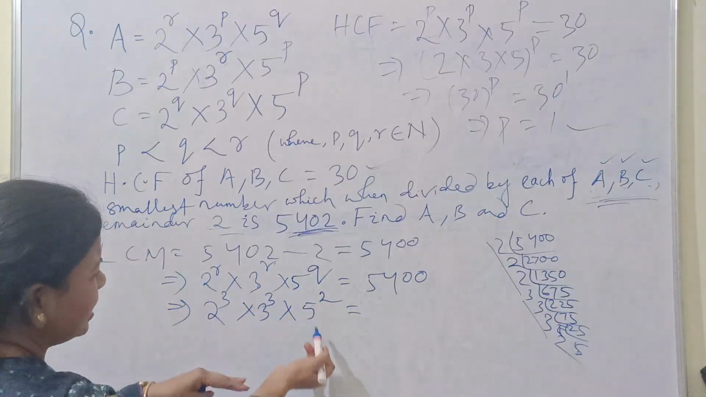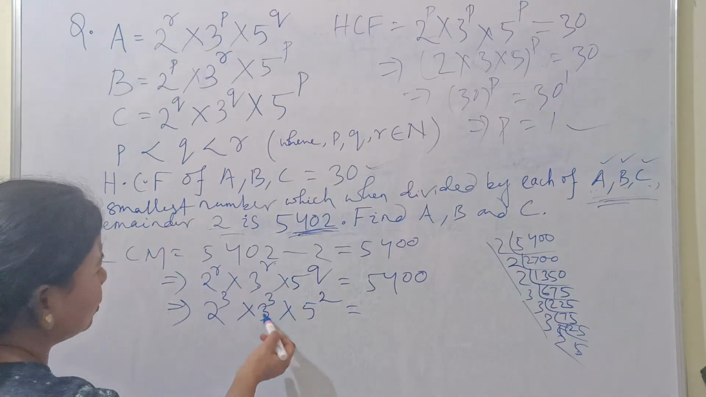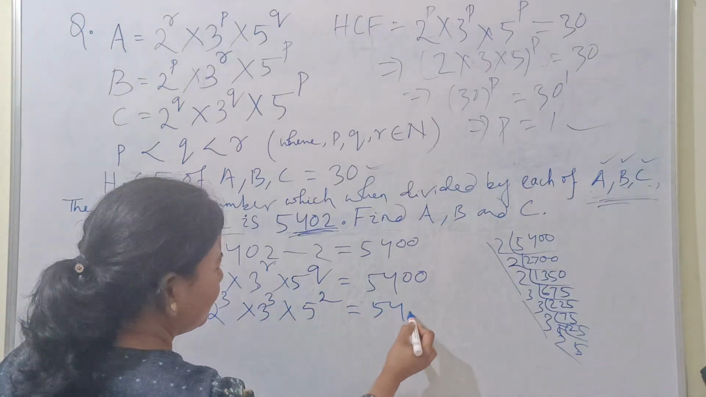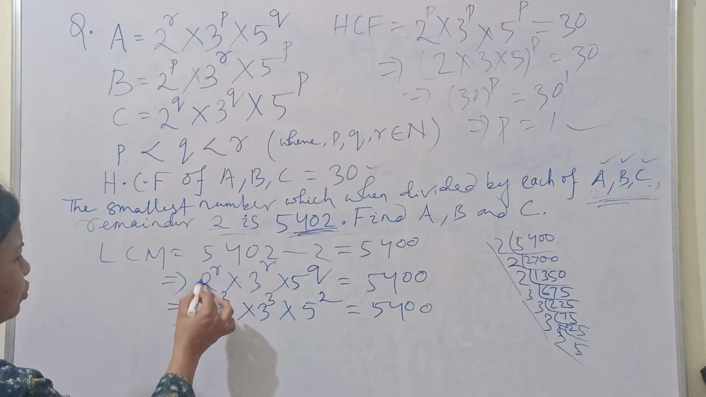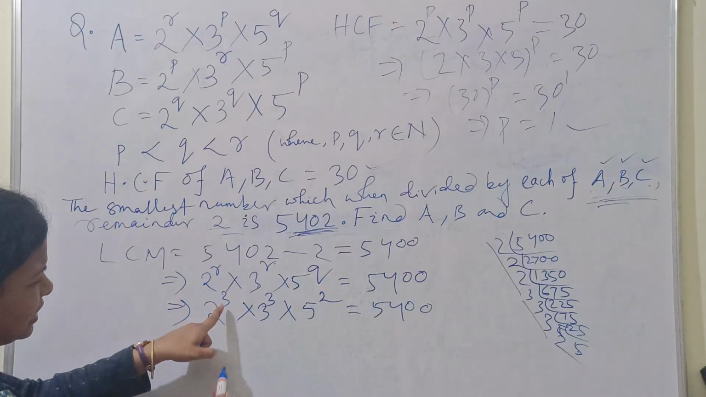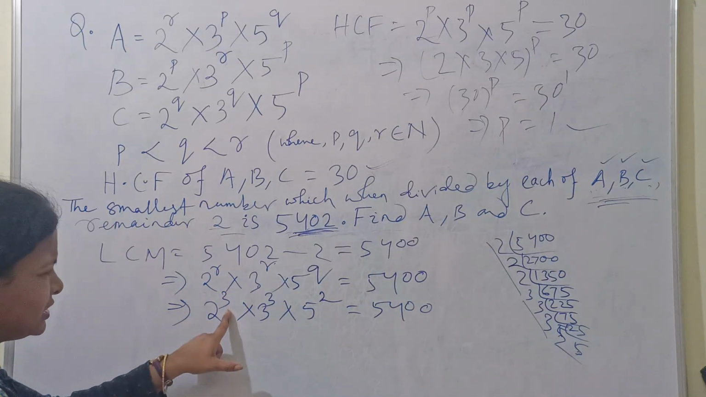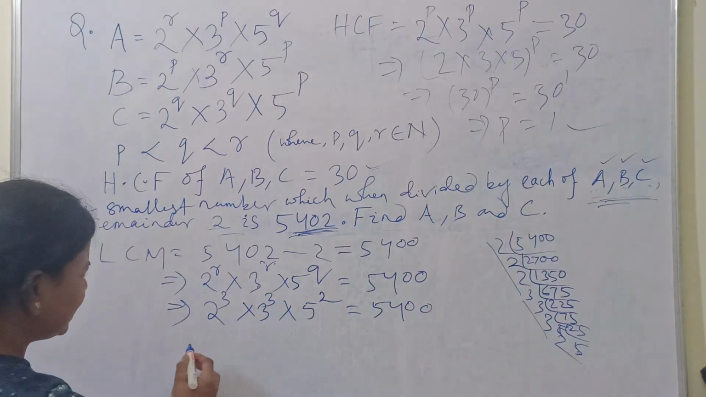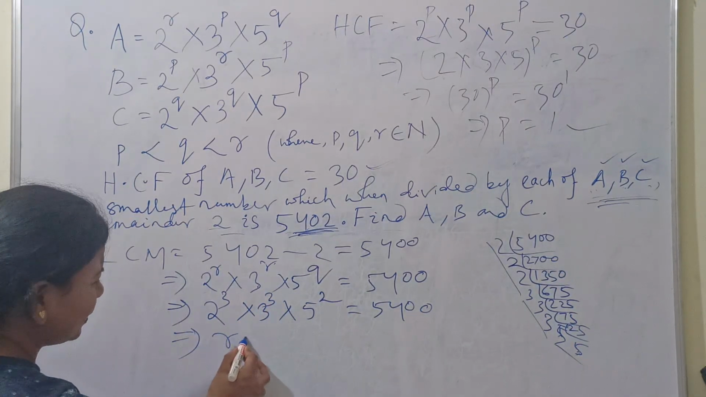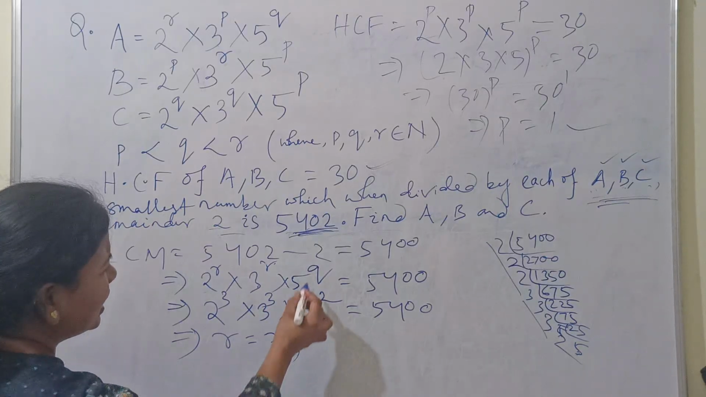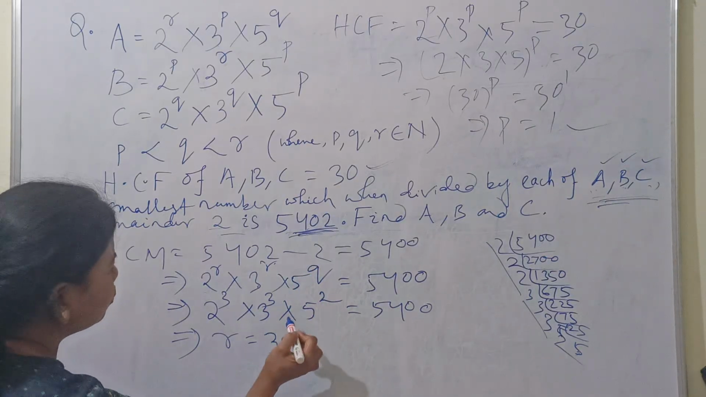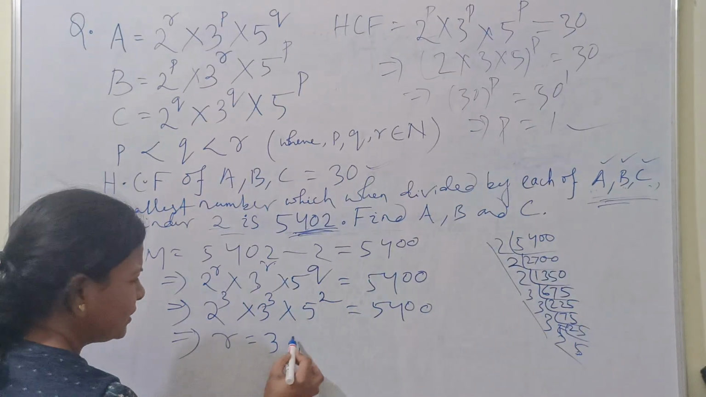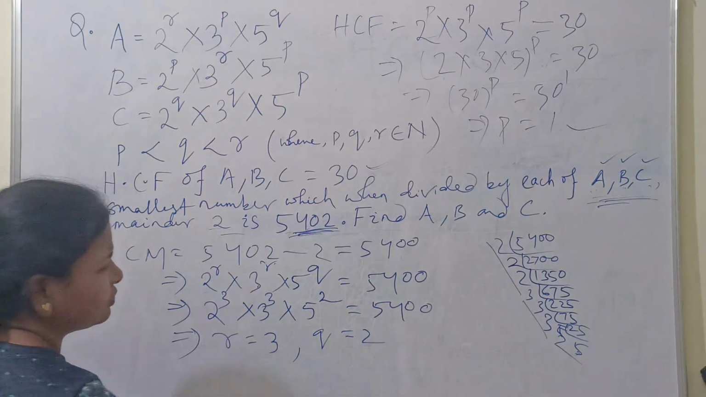Now these things are clearly giving you what is the value of Q and R. So we will get 5400. Here 2 to the power R. From it is clear that 2 to the power 3 means R is equal to 3. 3 to the power R, 3 is also having power 3. That means from here we got the value of R is equal to 3. And what is the value of Q? 5 has power Q and here 5 has power 2. That means the value of Q is equal to 2.